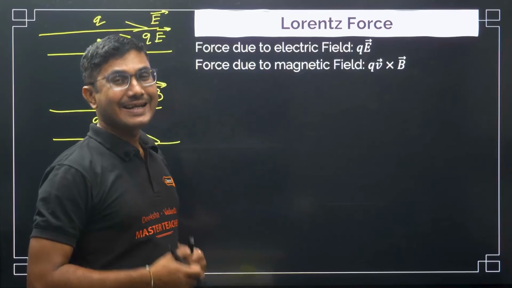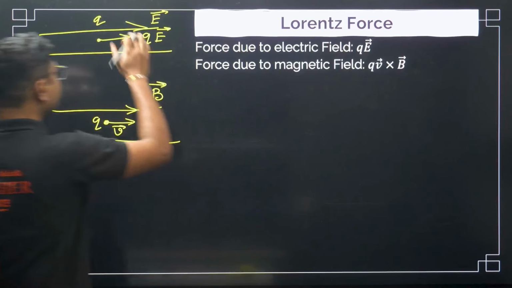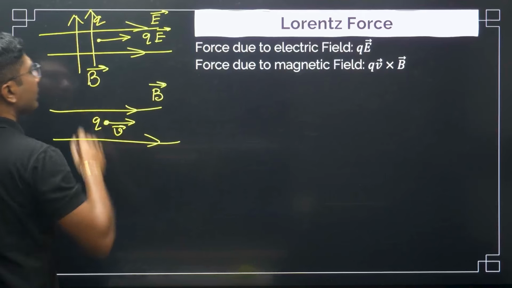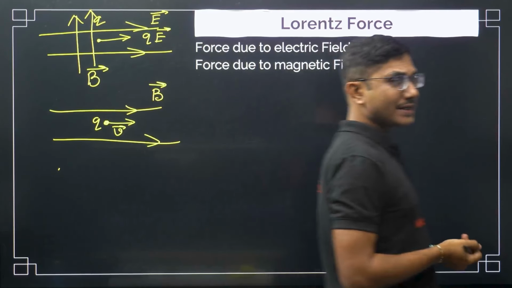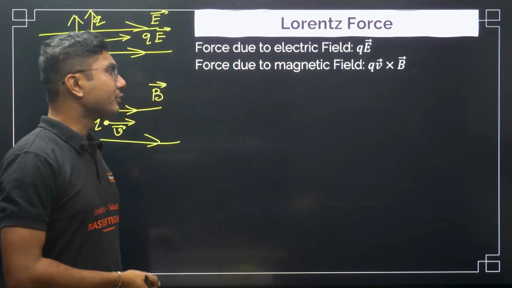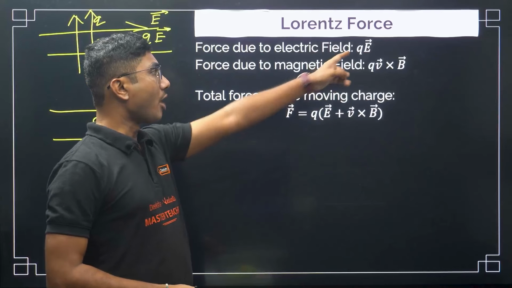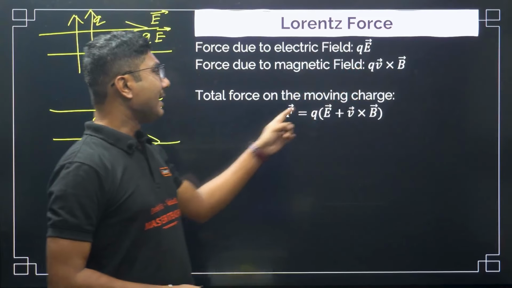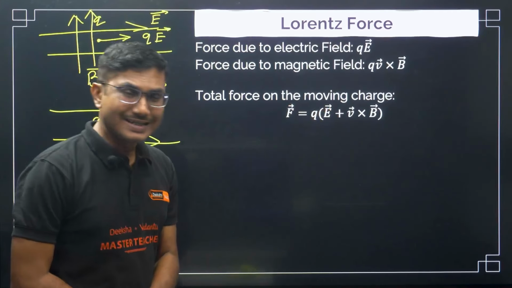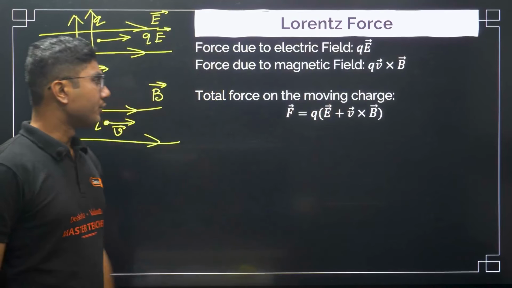Now if electric and magnetic fields both exist in a region, what will be the total force on the charge? We have an electric field as well as a magnetic field. The total force acting on the charge is given by F equals Q, which is common from both cases, times E plus V cross B. This force is called Lorentz force.